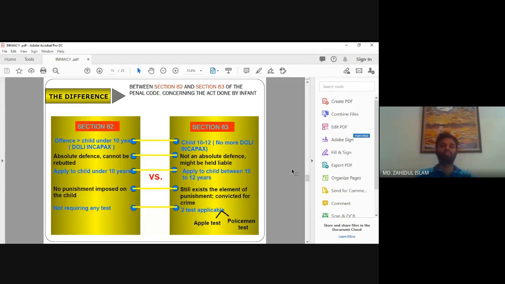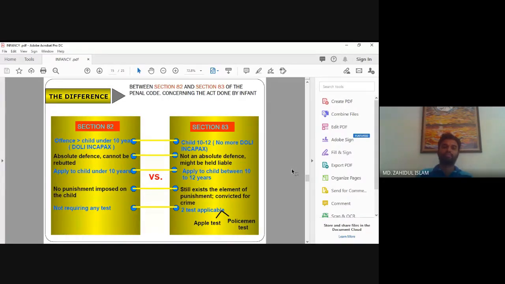Here is now the difference between section 82 and 83. Section 82: a child under 10 years old will be exempted from criminal liability under section 82. And for section 83, the age limit is 10 to 12.